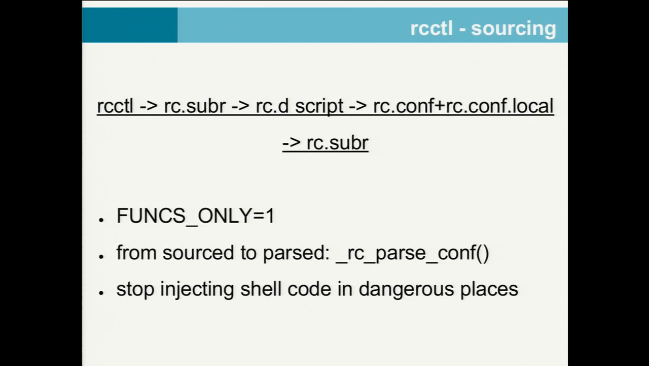Some people were not happy about it because they were doing some crazy stuff in rc.conf.local, namely putting crazy shell code in there, which you were not supposed to do, but of course, since we were sourcing, that worked perfectly for them. So we went from sourcing to parsing, and we introduced a small variable as well to be able to only parse for the rc.d functions instead of parsing the entire framework each time we need a function from rc.subr.